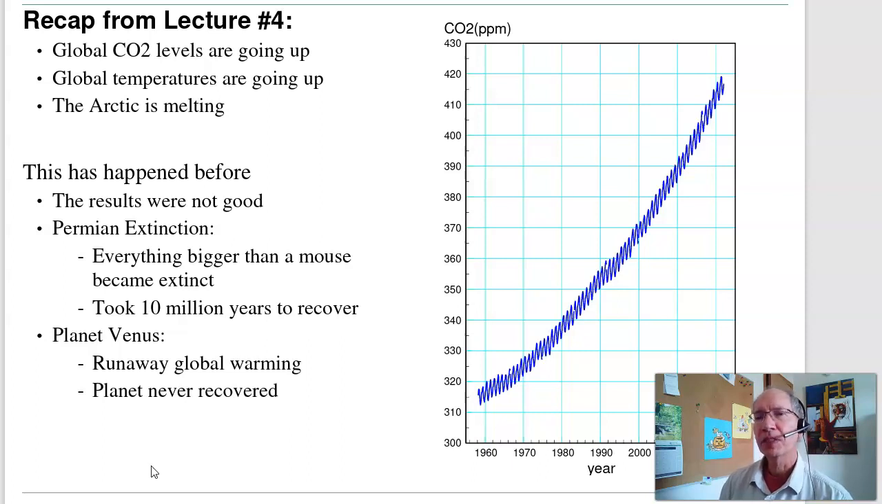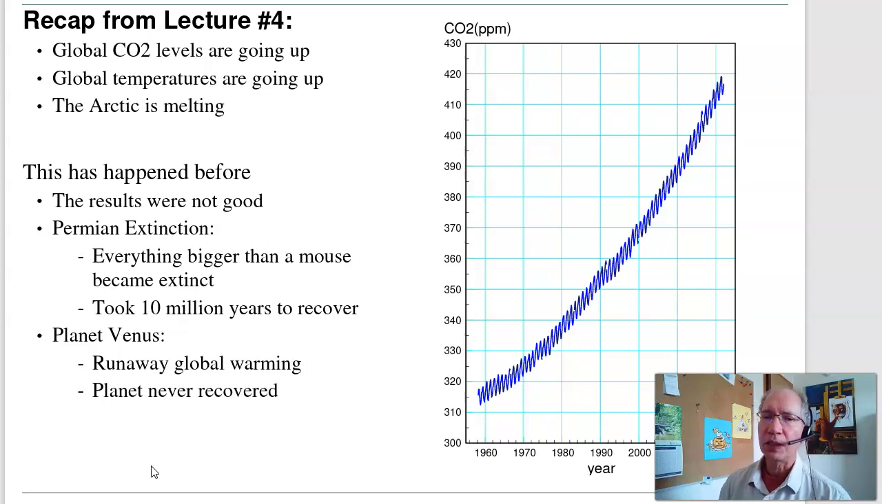With the Permian extinction, CO2 levels reached 2,000 parts per million, global temperatures increased by 10, then 20 degrees Celsius, and the ice caps all melted. The result was that pretty much everything bigger than a mouse became extinct, and it took 10 million years for the Earth to recover.